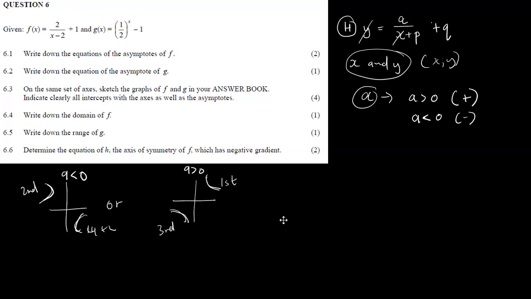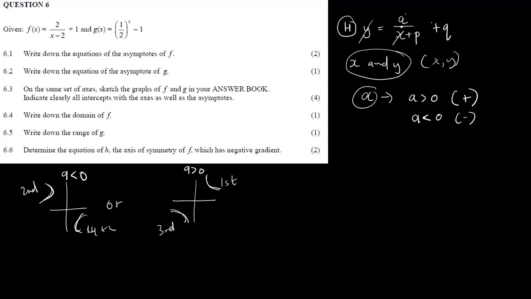It does not matter. What matters right now is to know the sign of the value of A, whether it is a positive value or a negative value, so that you can determine where you are actually going to draw your function. Are you going to utilize the first quadrant and third quadrant, or the second quadrant and the fourth quadrant? That will be determined by the sign of A.